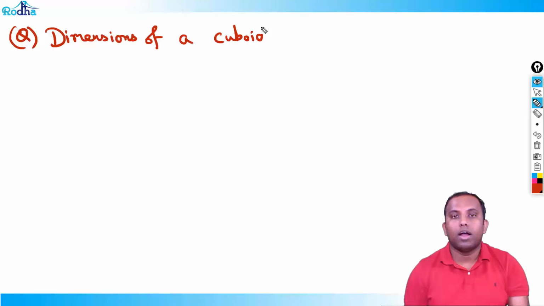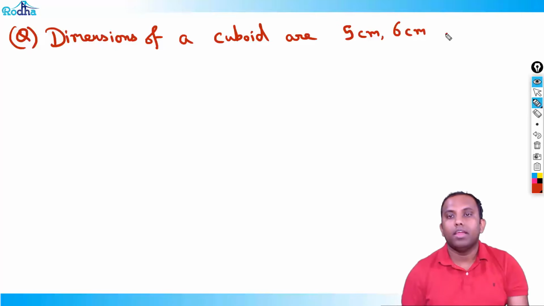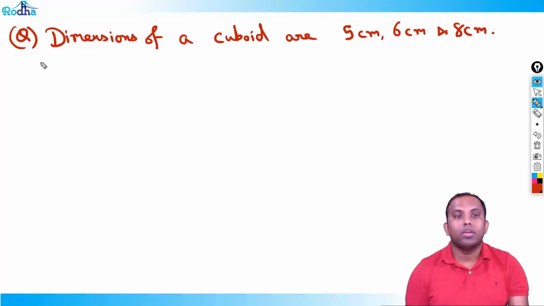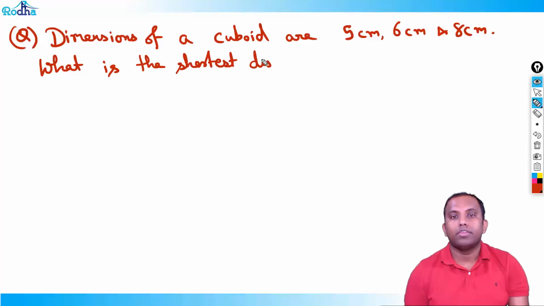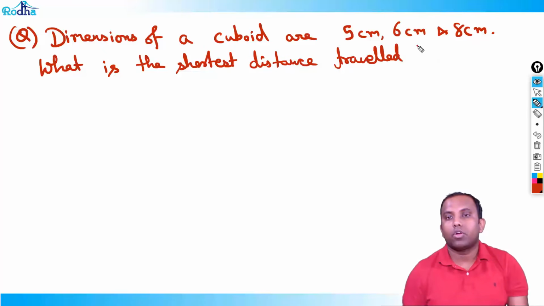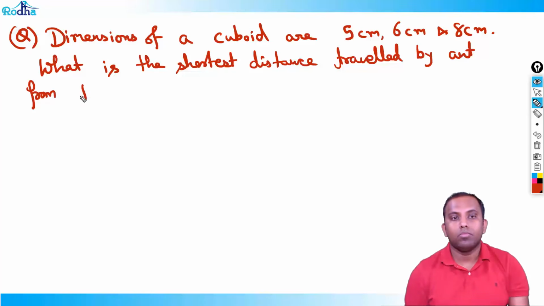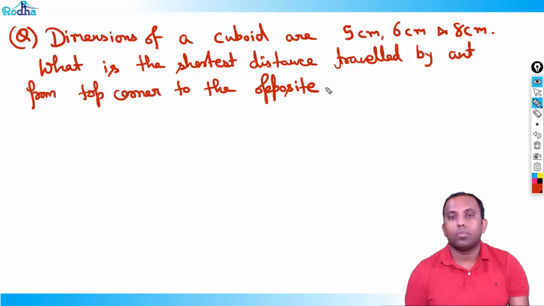The dimensions of the cuboid are 5 centimeter, 6 centimeter, and 8 centimeter. Okay, what is the shortest distance traveled by the ant from the top corner to the opposite bottom corner?